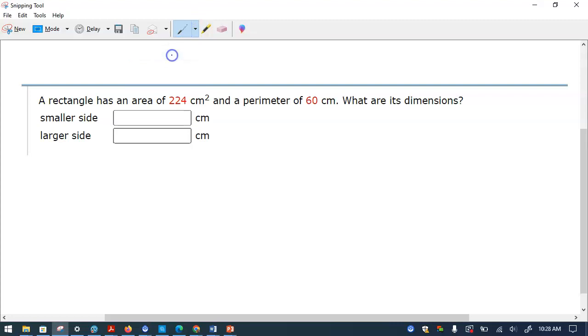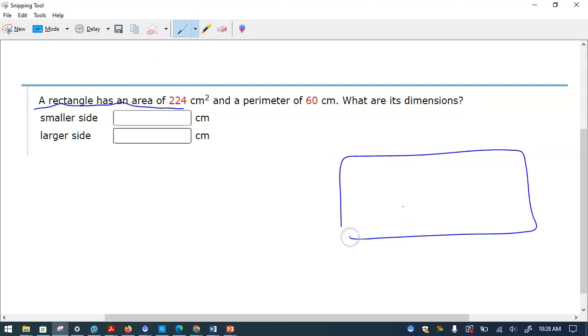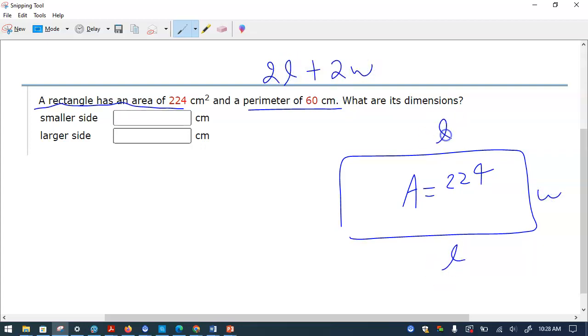Yeah, question number 9 is there's a rectangle with the area of 224. So the whole area is given, 224. And the perimeter is given. Now, the perimeter is 2 length plus 2 width, right? So it is the length and width. So this whole thing is 60. We divide by 2, it means length plus width gives you 30.